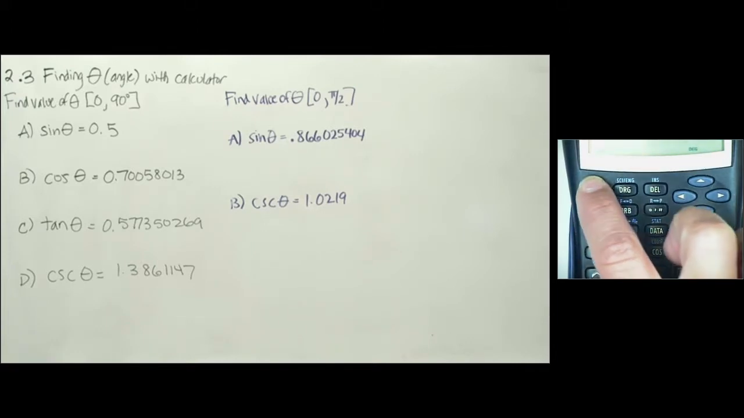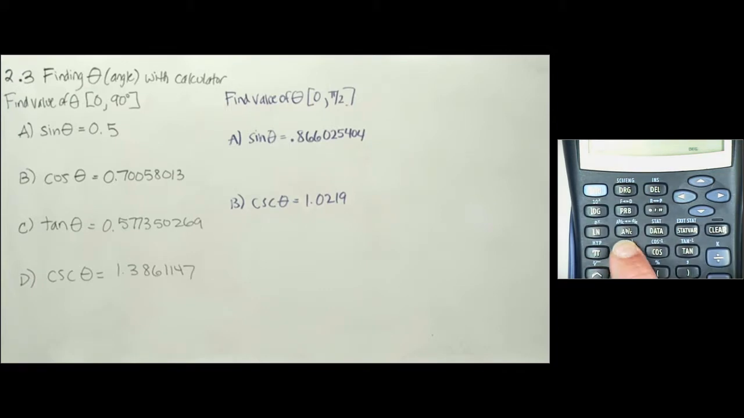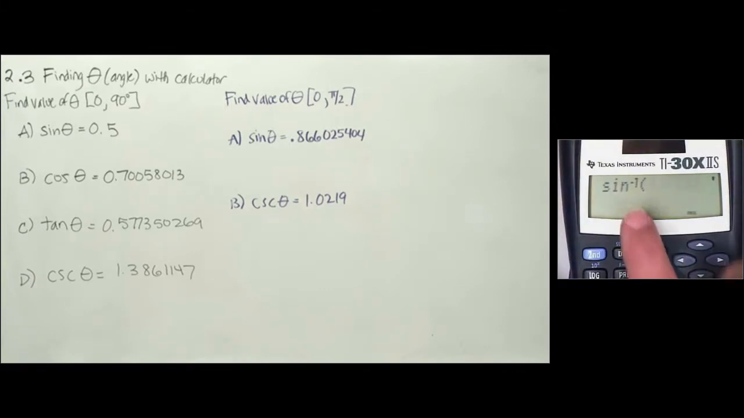So we go second and hit it. And see how I put the little -1? That's telling the calculator to go backwards. That's telling the calculator, hey calculator, we're about to type in a decimal number. Our decimal number was 5/10. I want you, the calculator, to spit out an angle. Hit equals, and there's the angle, 30 degrees.